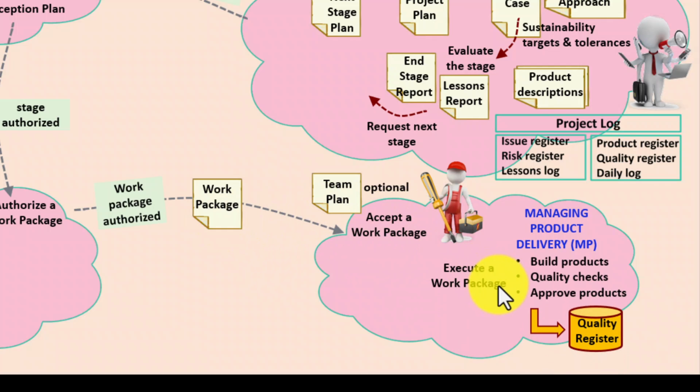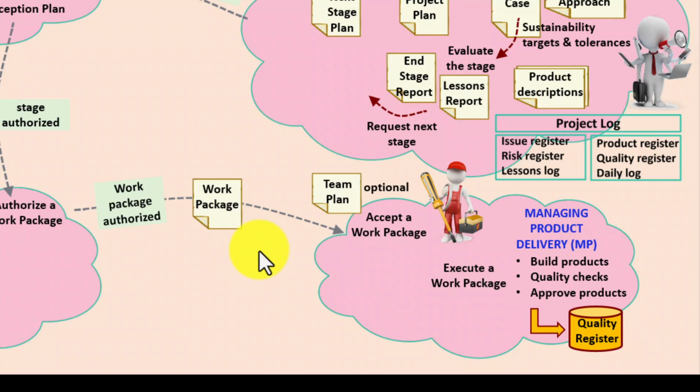So what occurs in managing product delivery is in executing a work package, which is where the products are built, quality checks, for the want of a better word, are carried out, and ultimately the products are approved. And the quality register is our little storyline, if you will, showing the progress of each product. So if within a work package you've got 6 products to create, each one will be in a quality register: the date work started, has it been tested, has it been approved yet? So the quality register is a little built-in progress machine, which is very, very useful. So that's executing a work package.